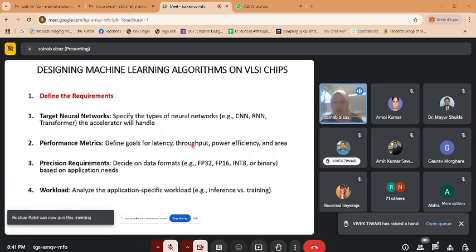We need it to be very fast. We need it to answer very fast. Otherwise, we would lose the user experience, right? So for every design, we have different goals. And then what is the precision requirement?